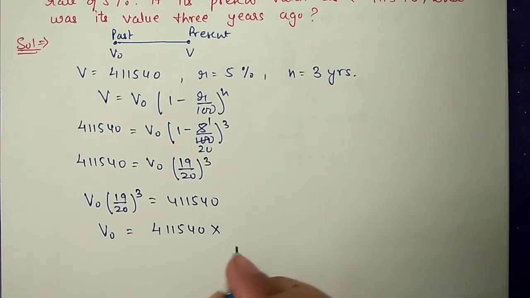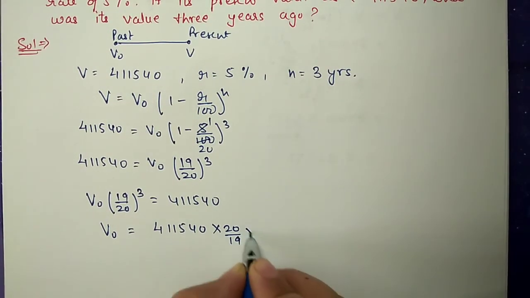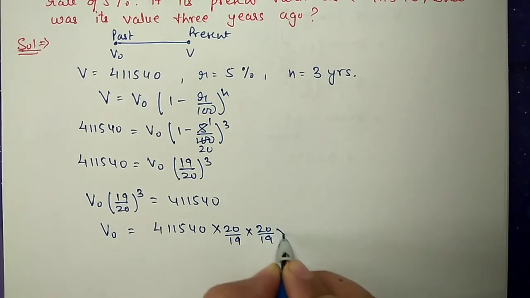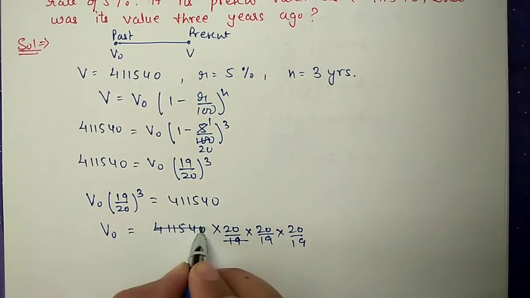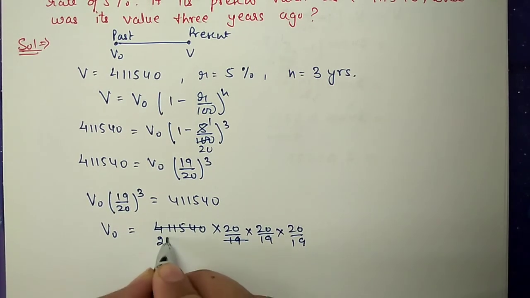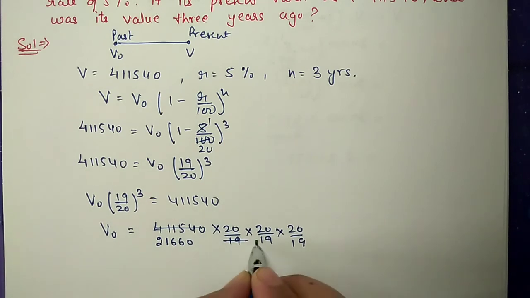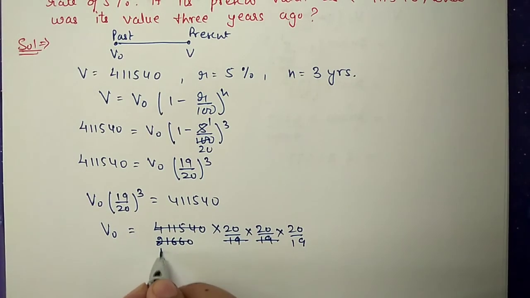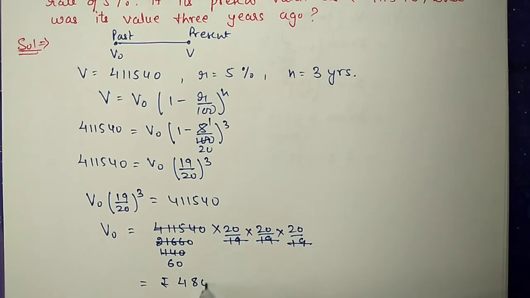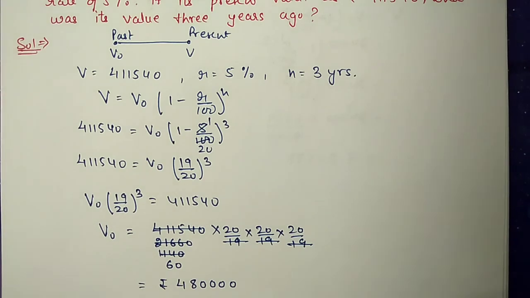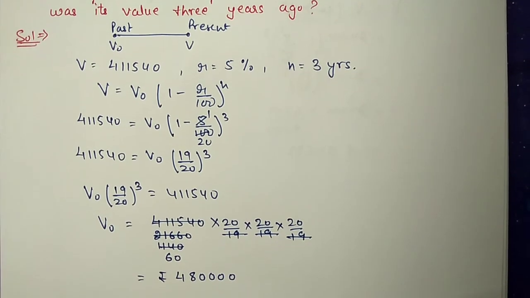We can write it as 20 by 19 into 20 by 19 into 20 by 19. Cancel out with the 19 table. First it will go 21660 times, then again it will go 1140 times, and then it will go 60 times. Multiply the remaining numbers. This we will get 44,80,000. So this was the value 3 years ago.